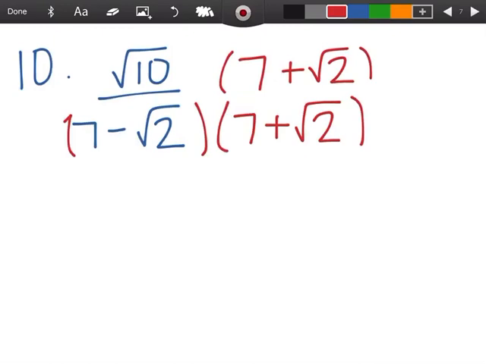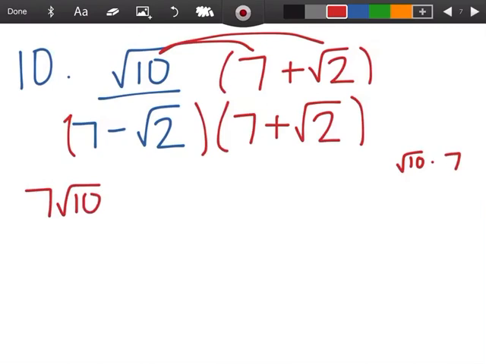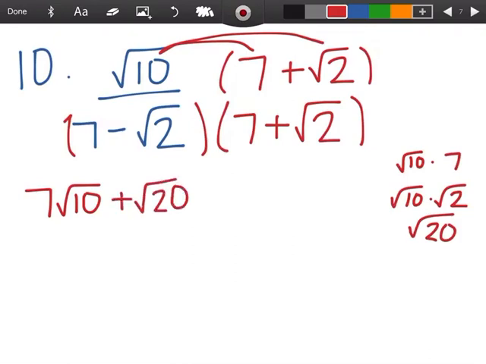So in the numerator, I am distributing a root 10 to a 7 and a root 2. So root 10 times 7, because that 7 is not underneath the square root, is just 7 root 10. It does not become root 70 because that 7 is not underneath the root. However, root 10 times root 2 is, because they are both underneath the radical, the same thing as the square root of 20. So plus the square root of 20.